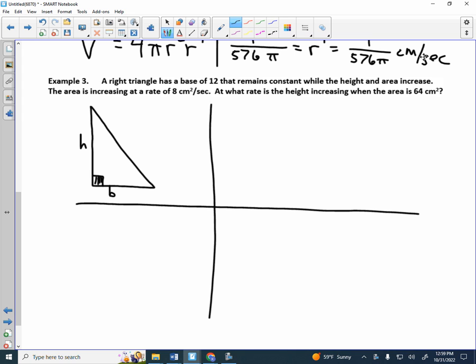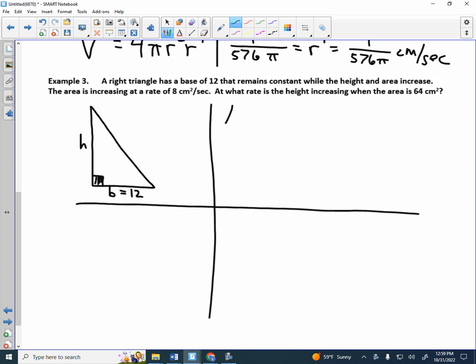So, true or false? The area is getting larger. True. True or false? The base is getting larger. The base is not changing. And so, therefore, I can just write 12 there. And I'm going to use that to my benefit in a second, and you'll see why it makes such a difference.